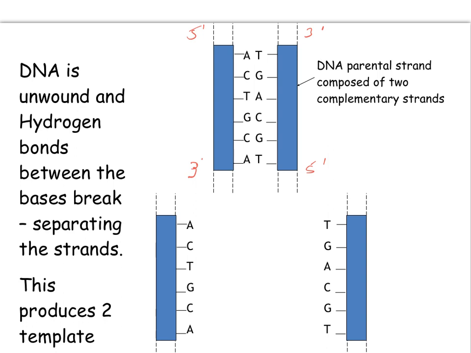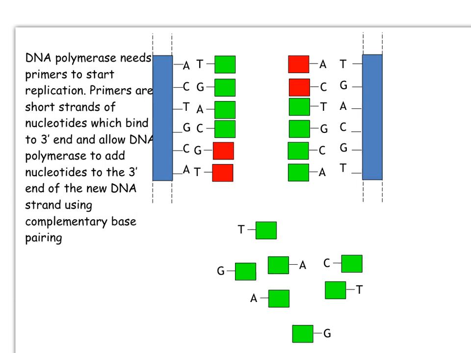So first of all, for replication to take place, the DNA unwinds itself and the hydrogen bonds break between the bases, and that separates the two strands, so you end up with two template strands. So here's our two template strands here. Now I said in the first slide that an enzyme was involved called DNA polymerase, and it is involved in the replication of the DNA.